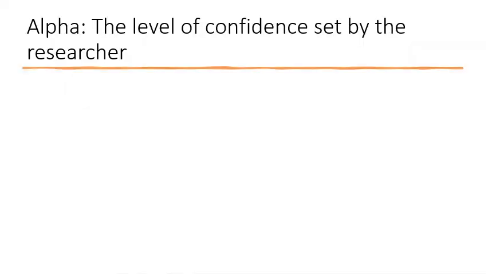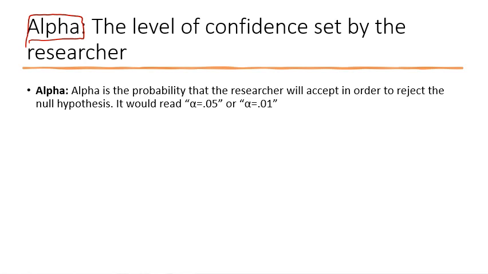We call this alpha, and it is just the level of confidence set by the researcher. So alpha is the probability that the researcher will accept in order to reject the null hypothesis. So you'll remember this funny phrase, rejecting the null hypothesis. We joked and said that researchers like rejection, they're weirdos, right? But remember, rejecting the null hypothesis is like rejecting the conclusion that the guy is innocent. The guy is in fact guilty.